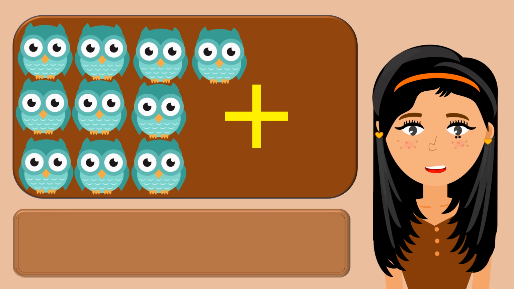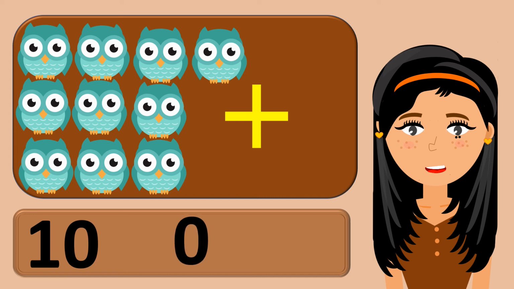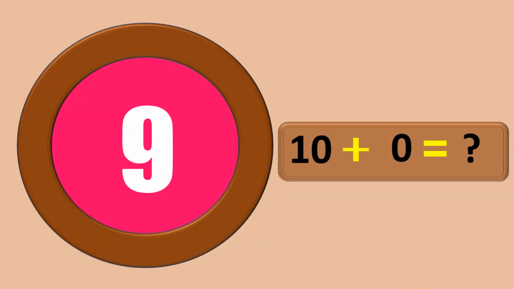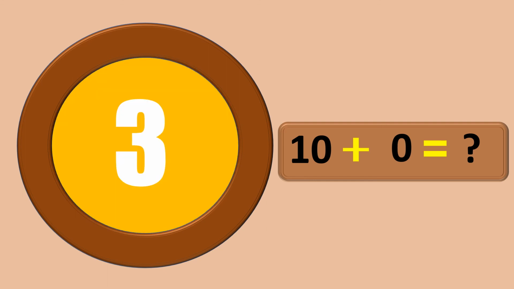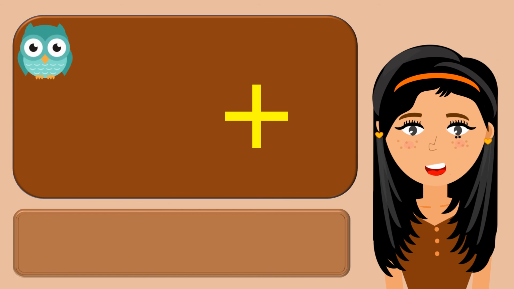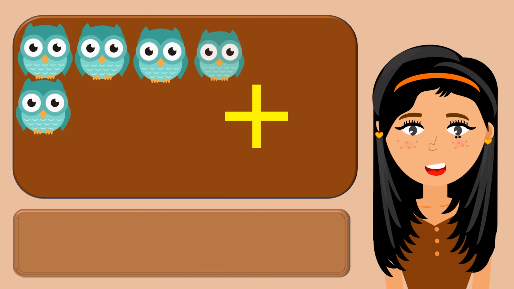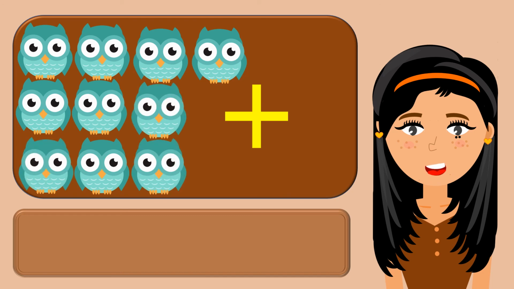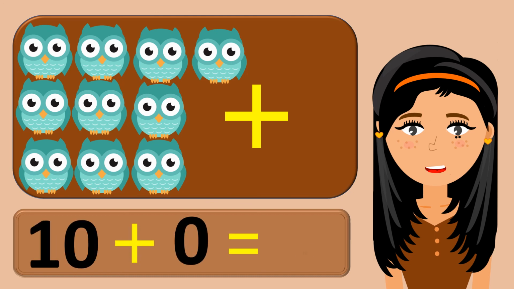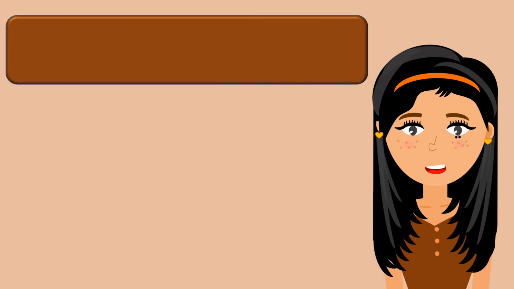1, 2, 3, 4, 5, 6, 7, 8, 9, 10. 0. 10 plus 0 equals 1, 2, 3, 4, 5, 6, 7, 8, 9, 10. 10 plus 0 equals 10. Great job!